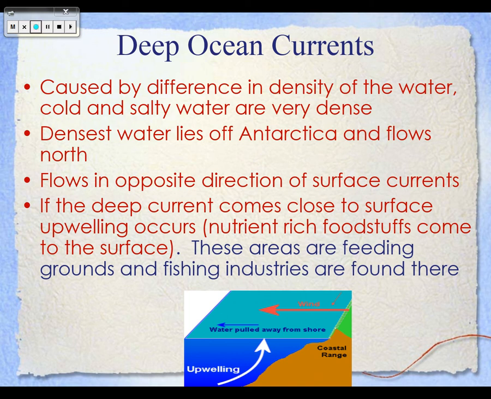Right here, you have nutrient-rich food from the bottom of the ocean coming up. It literally rides along the slope or the shelf in some cases, and it literally pulls the nutrients up here, and this is where you're going to have a lot of fish feeding.